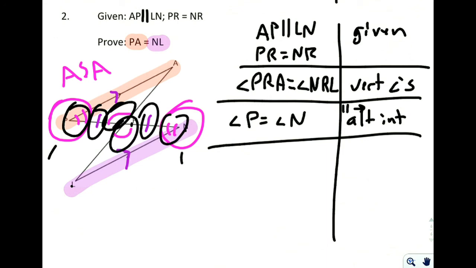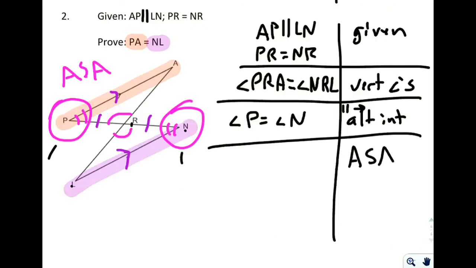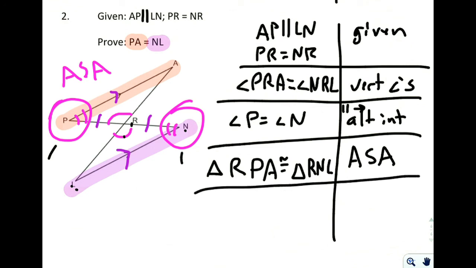So let's go ahead and write our congruency statement and say that we have congruent triangles by angle, side, angle. So triangle, let's start with the single mark, R, and then let's go to P, and then A is congruent to triangle. I'm going to start with R again, single mark, and then go to the double mark, N, and then the unmarked L. So RPA is congruent to RNL, and we got that by angle, side, angle.